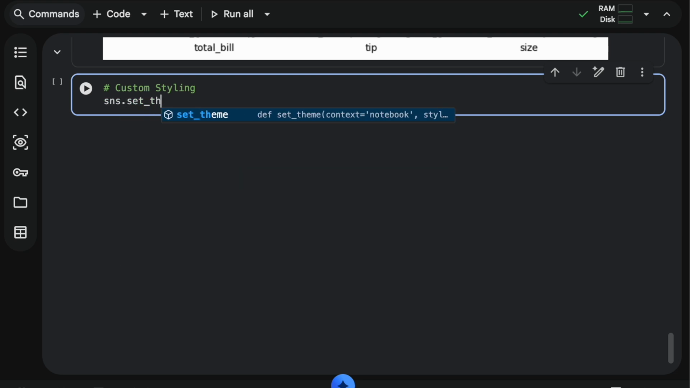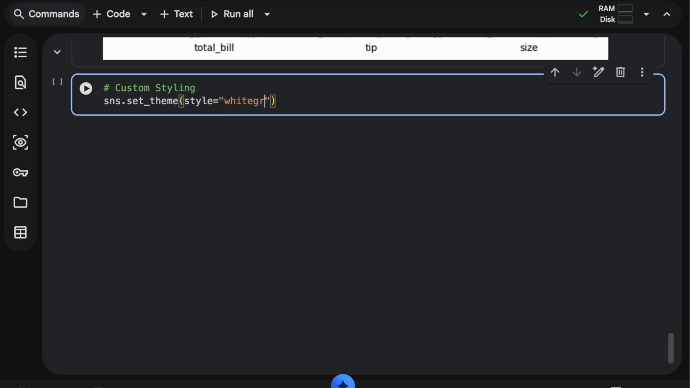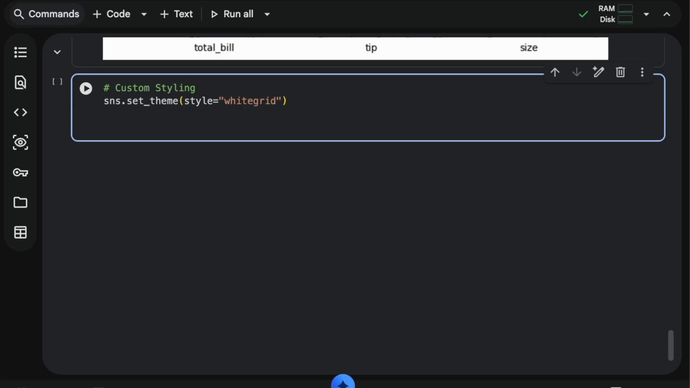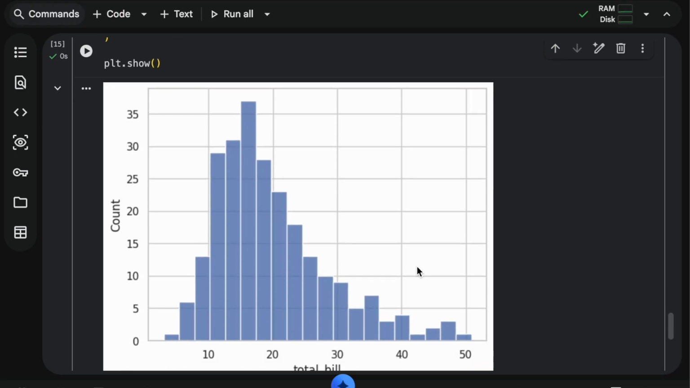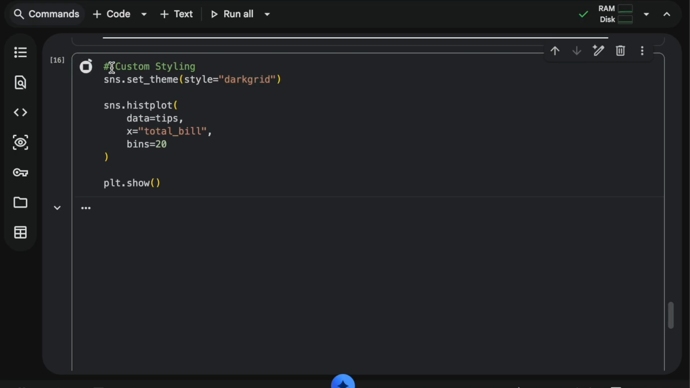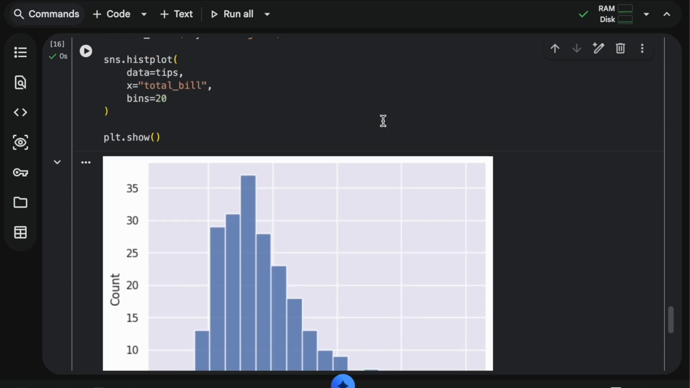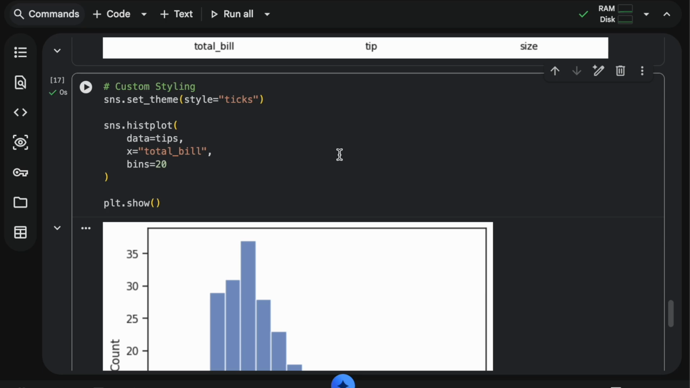After that, we can switch to the darkgrid theme. This adds a darker background with the grid lines, which can make the bars of the histogram stand out more and create a bolder, high contrast look. Finally, we can use the ticks theme. This minimalist style removes most of the grid lines and only shows small ticks along the axes, giving the plot a modern, uncluttered appearance. By experimenting with these themes, we can quickly change the visual style of the histogram to match different presentation needs, making our data both clear and visually appealing while keeping the same information about how total bills are distributed.